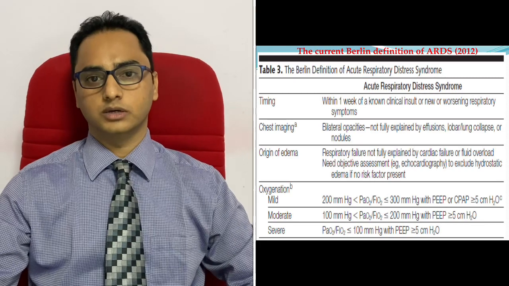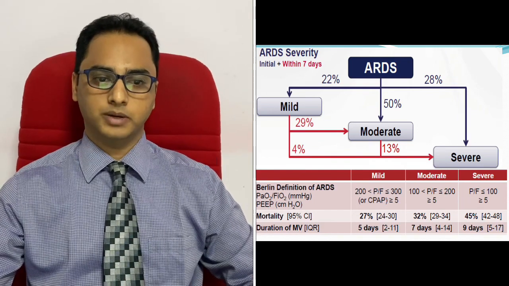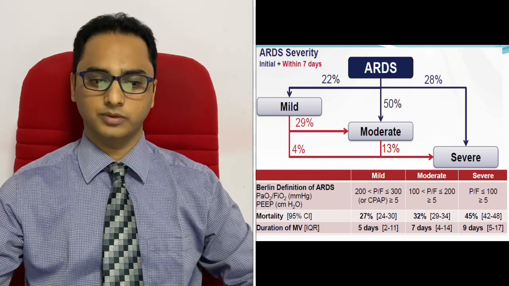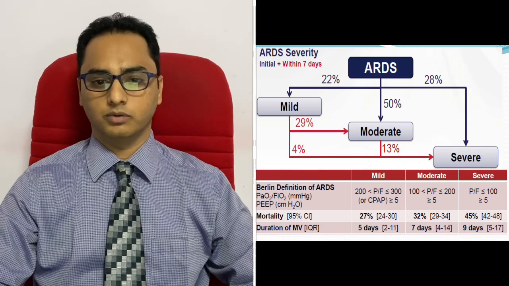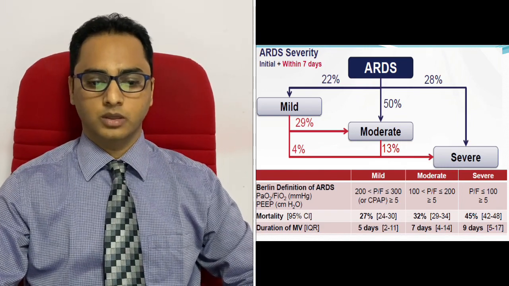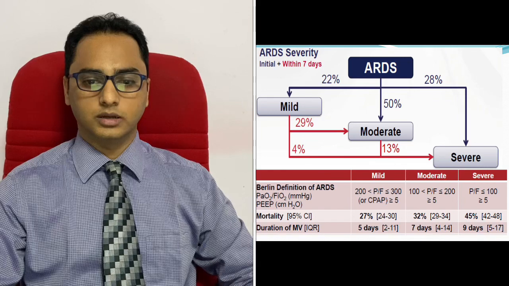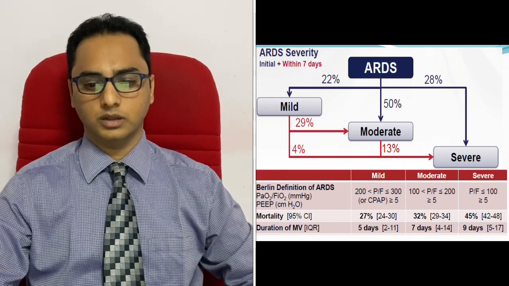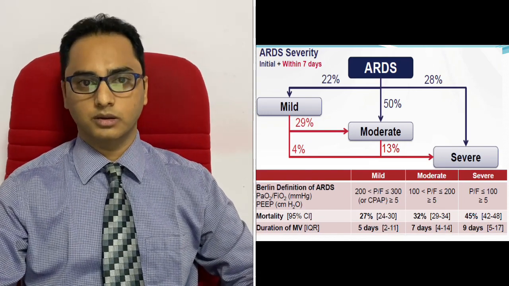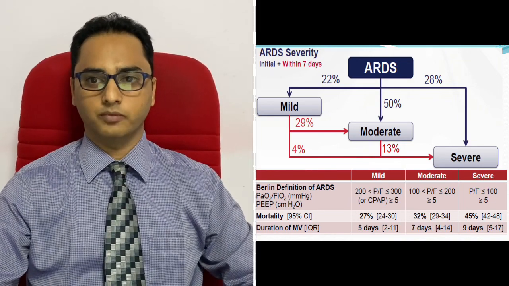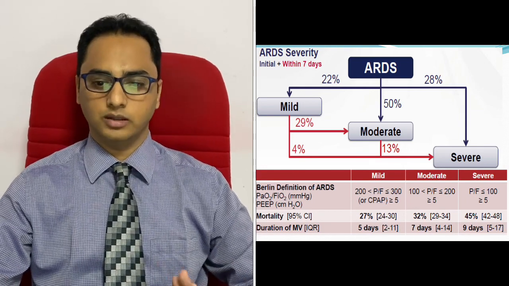Why do we need to classify into mild, moderate and severe? Because ARDS is the same spectrum with different severity and different mortality. Mortality in mild ARDS is around 27%. Mortality increases as severity increases, so if patients move from mild to moderate to severe, there is an increase in mortality. At the same time, there is an increase in ventilator days. The more ventilator days, the longer they stay in the ICU. That's why we need to understand which severity of ARDS we are dealing with.